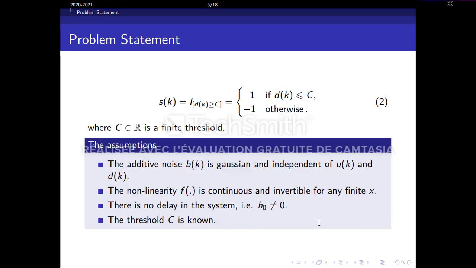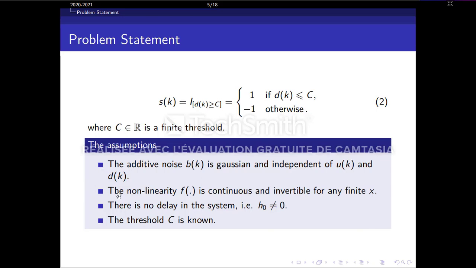During this paper, we will assume the following system propositions. The additive noise is Gaussian and independent of the output and the input. The nonlinearity is continuous and invertible for infinite x. There is no delay in the system and the input is noise. All these assumptions are employed to simplify system analysis and to find the best result.